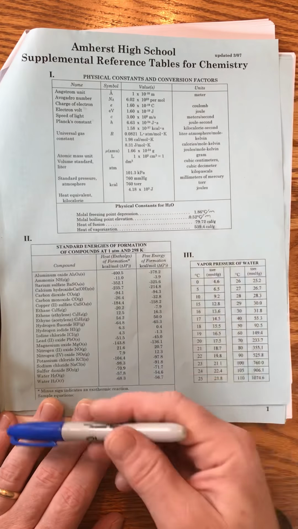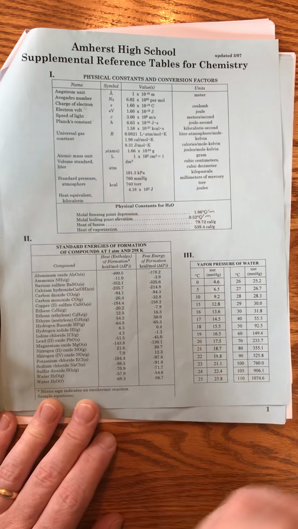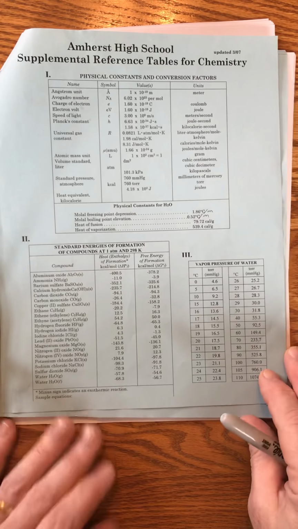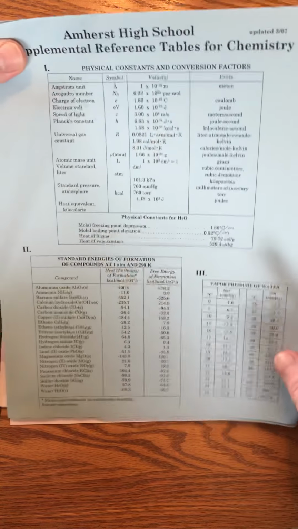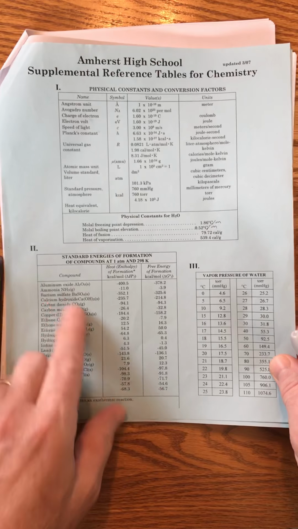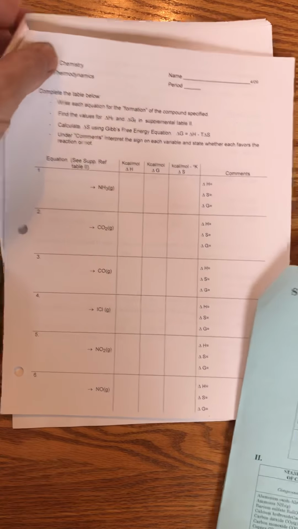But they also give you the free energy change of formation in kcals per mole. So they give you delta H, they give you delta G, they give you T. Algebraically, your job is to solve for delta S. But one of the things that is a little misleading is that this is written per mole. So we're going to do number 1 together.